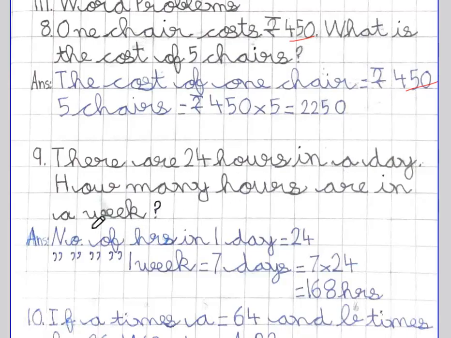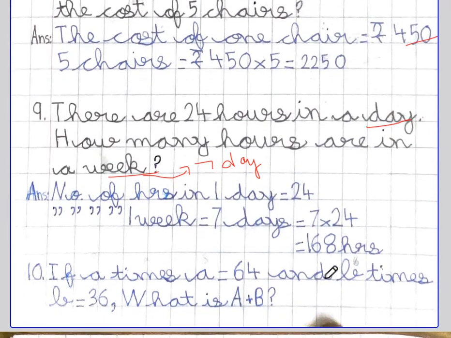There are 24 hours in a day. How many hours are there in a week? So here they have given day. So convert this week into days. So 1 week has 7 days, right? So 1 day is equal to 24 hours. 7 days is equal to 24 cross 7, which is equal to 168 hours. How many hours are there in a week? That is the question, right? So this will be the answer.